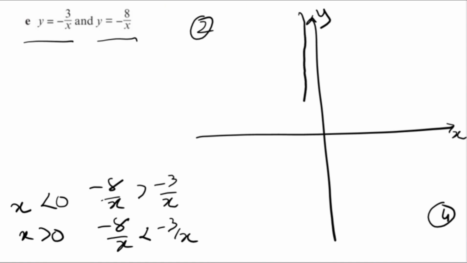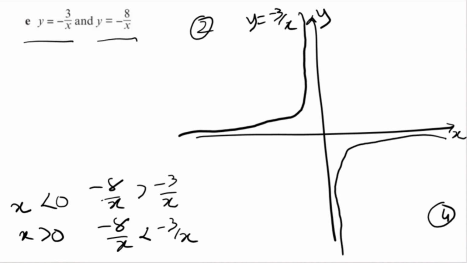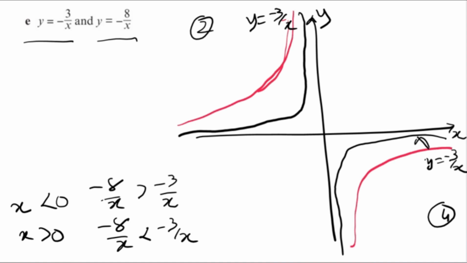So the first graph is y is equal to minus 3 over x. Same here on this side, y is equal to minus 3 over x. And the second graph here is y is equal to minus 8 over x. This is also y is equal to minus 8 over x. So this is the way we can sketch positive and negative reciprocal graphs.